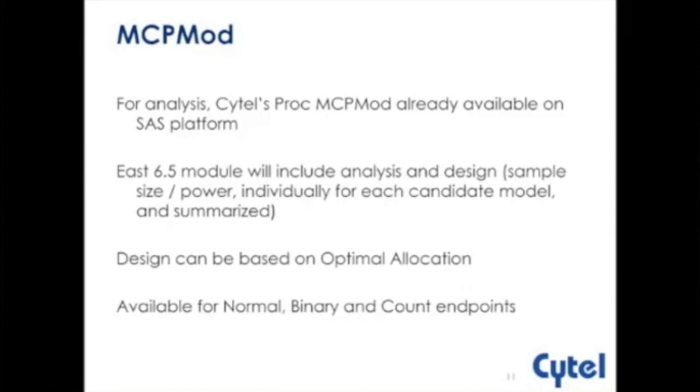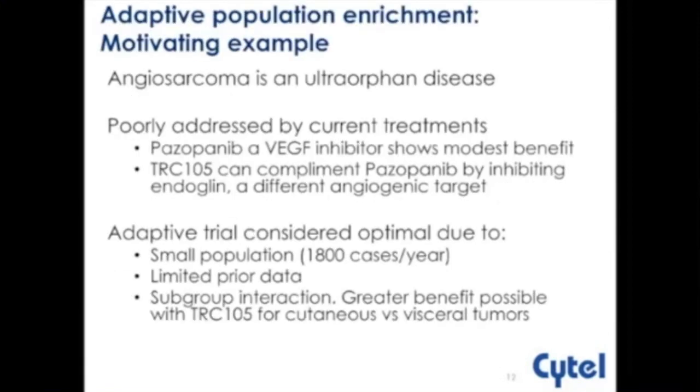So this is the first of the three enhancements that we have made to the software. The second one has to do with population enrichment, in particular adaptive population enrichment. I'm going to be using a motivating example for this, just to provide the setup for the method that's currently being implemented within East. So angiosarcoma is an ultra-orphan disease.